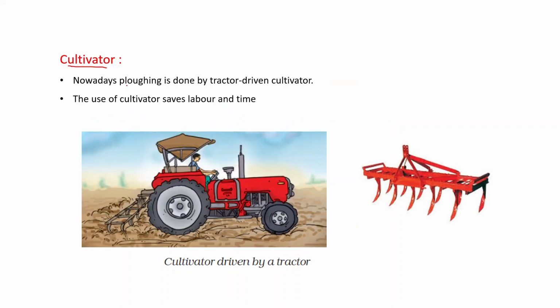Cultivator. Nowadays, plowing is done by a tractor-driven cultivator. You can see this is the cultivator, and this tractor is using this cultivator. And the use of cultivator saves labor and time.